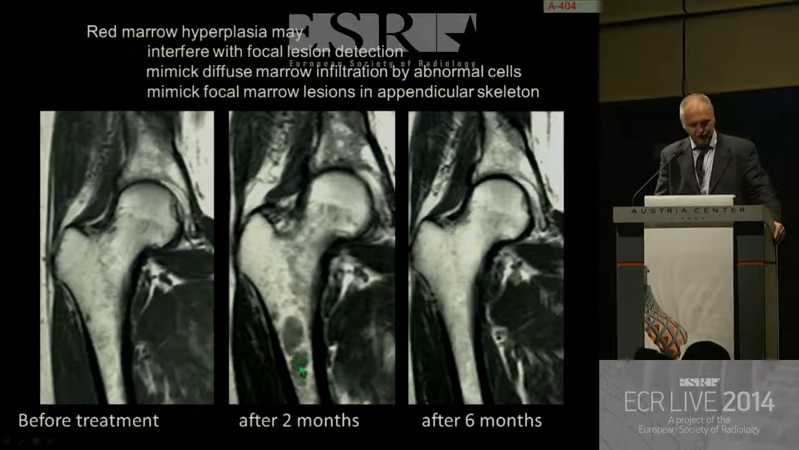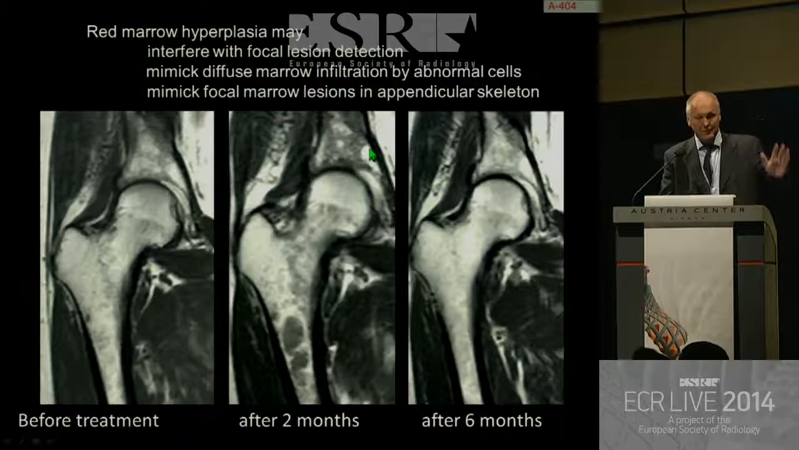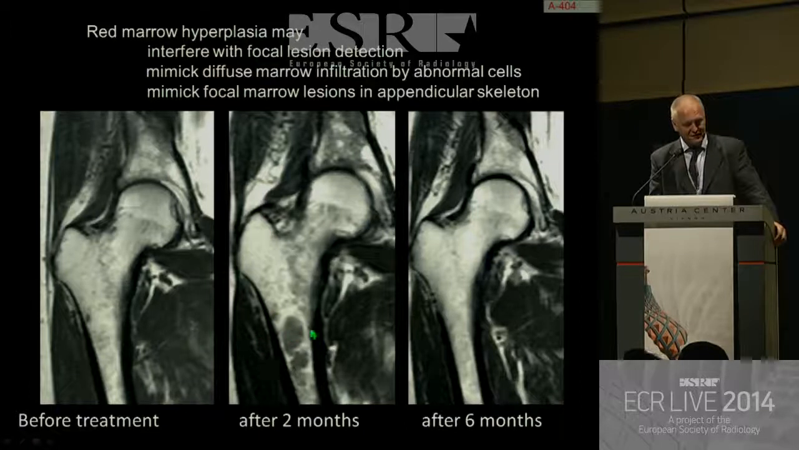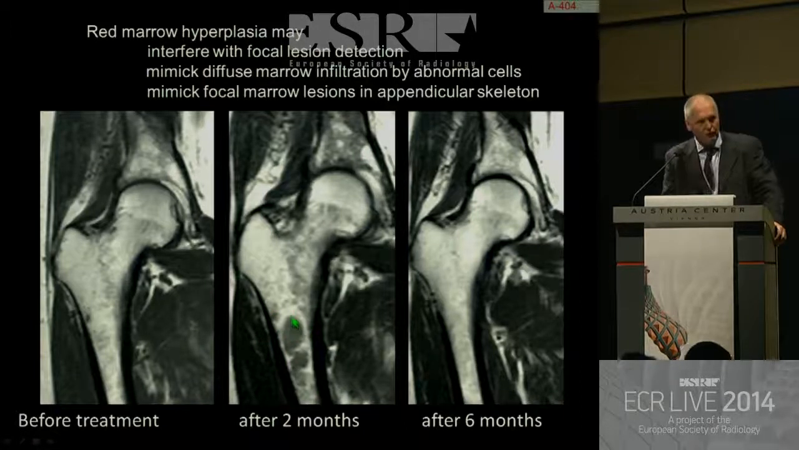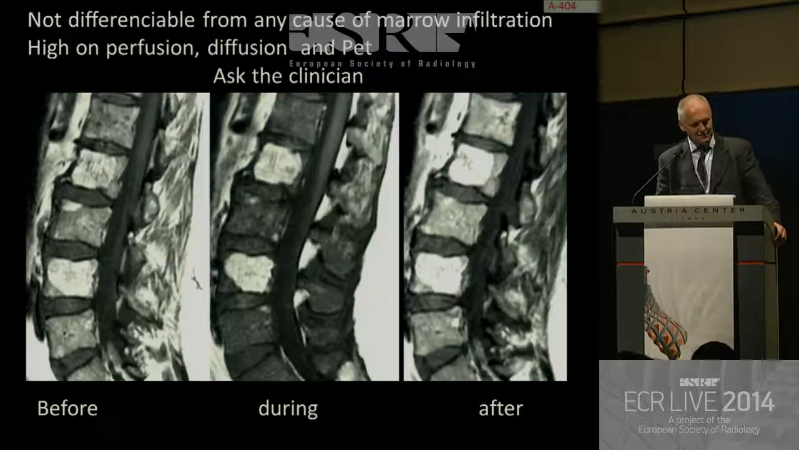Look at these nodules. If you tell me this patient has multiple myeloma, I will say, well, there is a lesion here. There is no multiple myeloma. This is before treatment. This is after treatment. Look at the marrow here. It becomes more cellular. Here it's a diffuse pattern. Well, in the appendicular skeleton, it can be focal. And that may lead you into trouble. The only solution is to ask the clinician whether or not the patient has such a treatment.